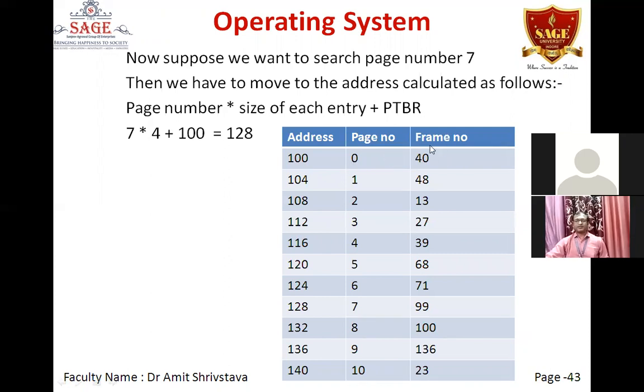Page 0 is there in frame 40. So the first entry is this. The second entry must be 4 bytes away from this 100, that is at 104. The third entry will be at 108, and so on.